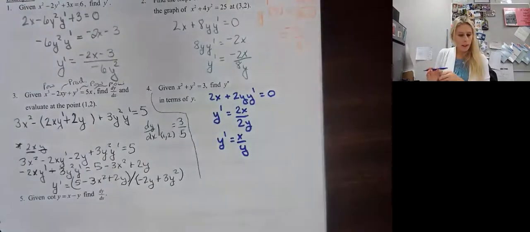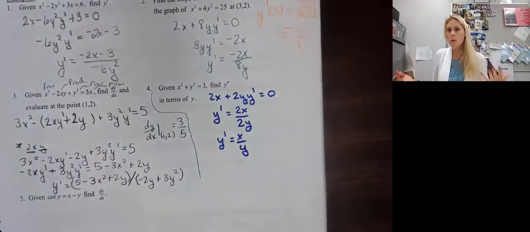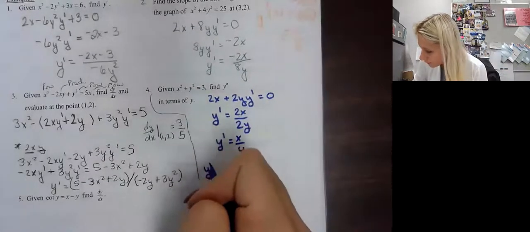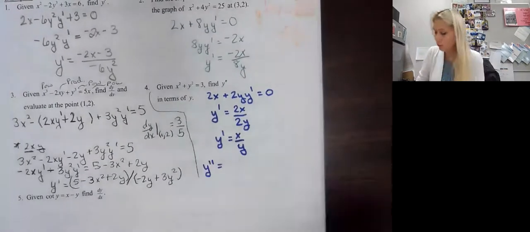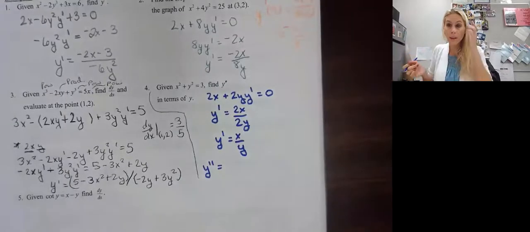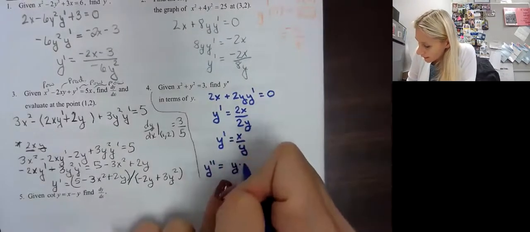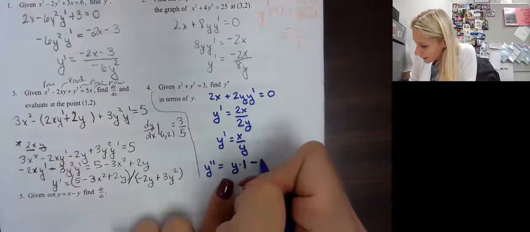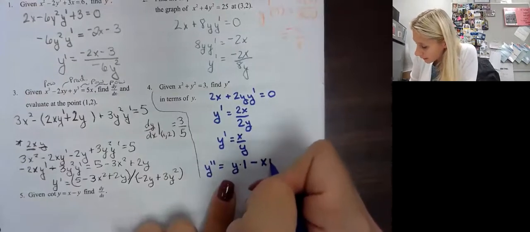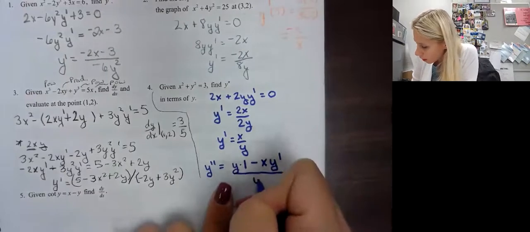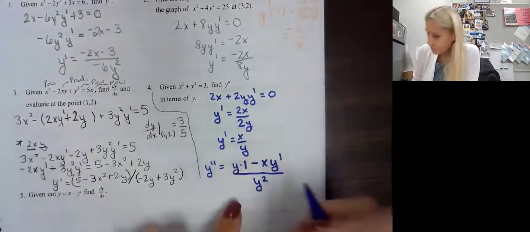Okay, well, the great thing is once we isolate y prime, we can now take the second derivative. So this is y double prime. This is the quotient rule. Ready? Every time you take the derivative of y, we're hooking on that y prime. So low d high minus high d low, there's my y prime, all over low squared.